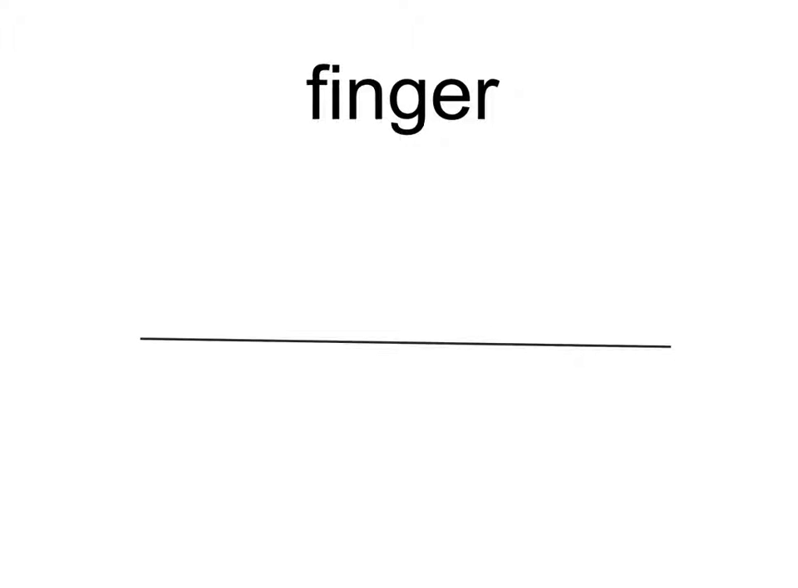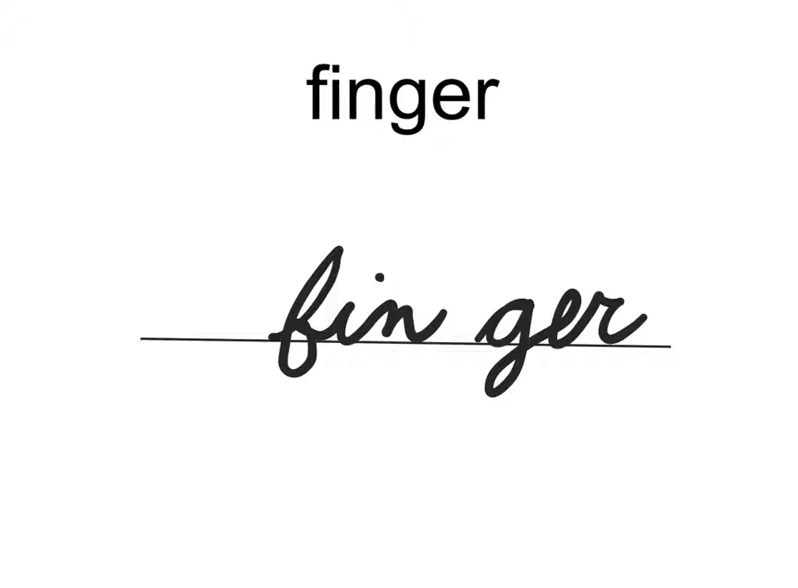Finger. We think to spell f, i, n, g, er as in her. Make sure you remember in finger, don't forget the n. If you don't have an n, it becomes figure, not finger.